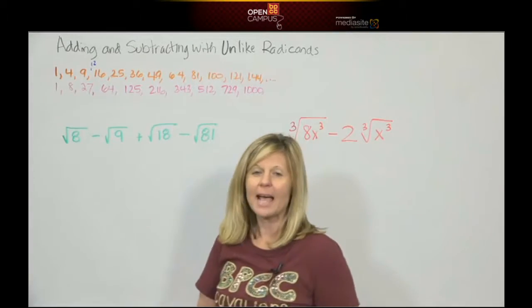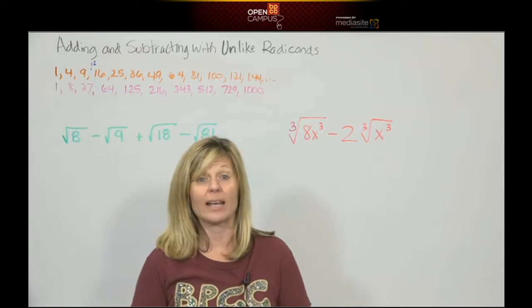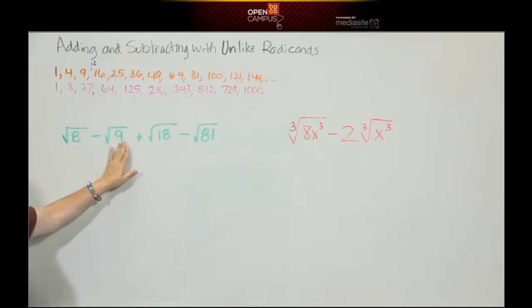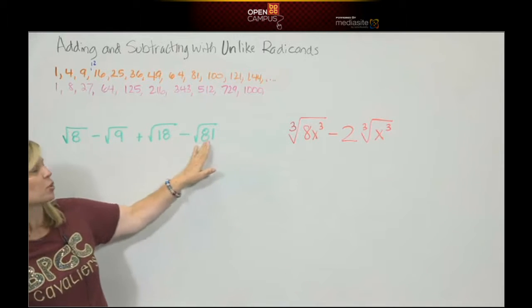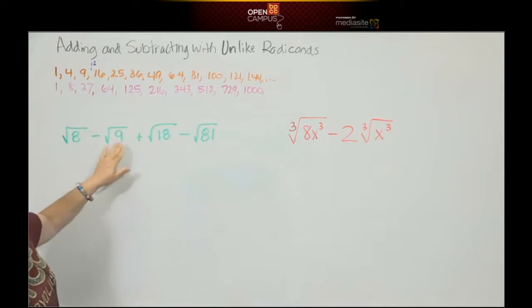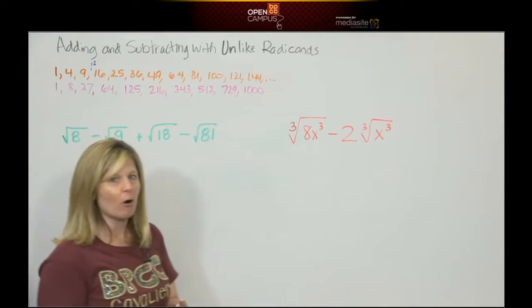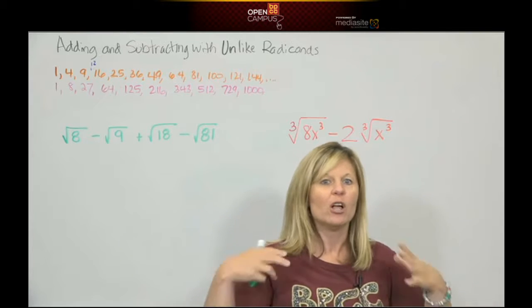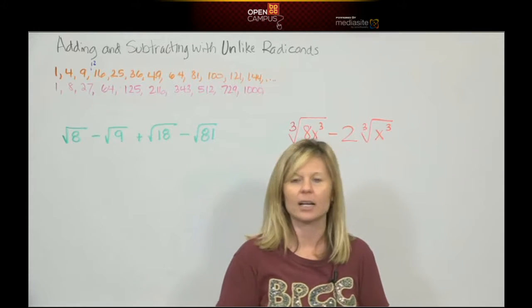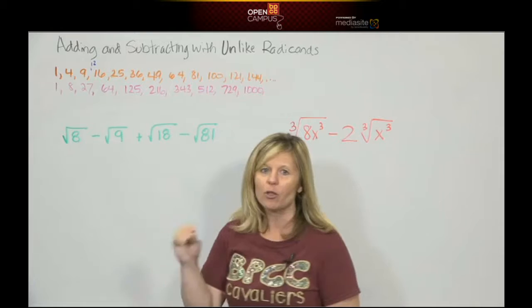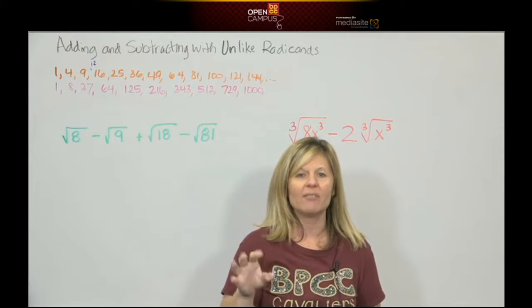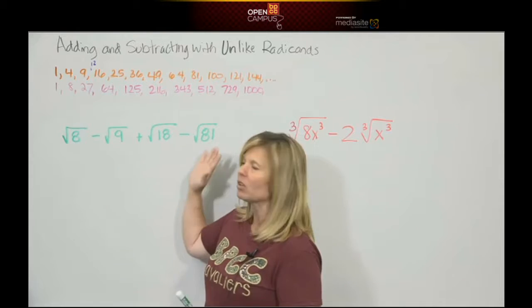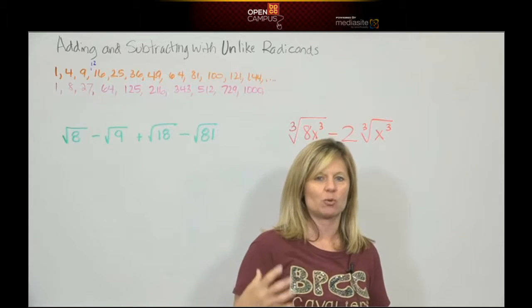Okay, I think we're ready to add and subtract with unlike radicands. So here's my expression: square root of 8 minus square root of 9 plus square root of 18 minus square root of 81. I see my operations, add and subtract, and the first rule that comes to mind is a basic rule. To add and subtract in the real world, your terms, everything has to be alike. These are not alike, even though they're all square roots. They don't have the same radicand inside the square root symbol. So none of these are alike, so we cannot do addition or subtraction.